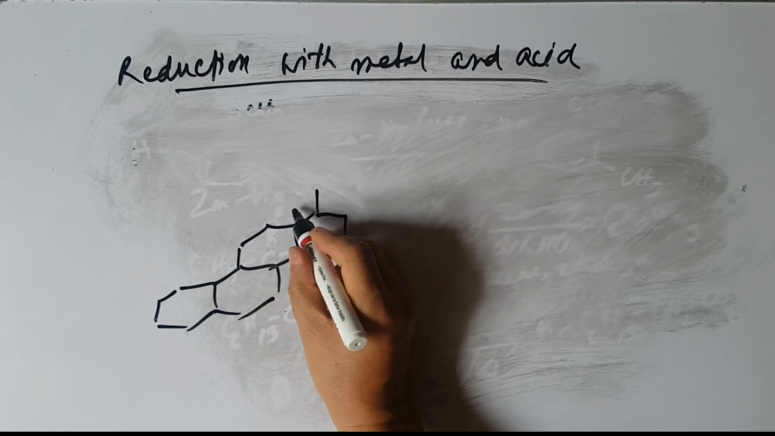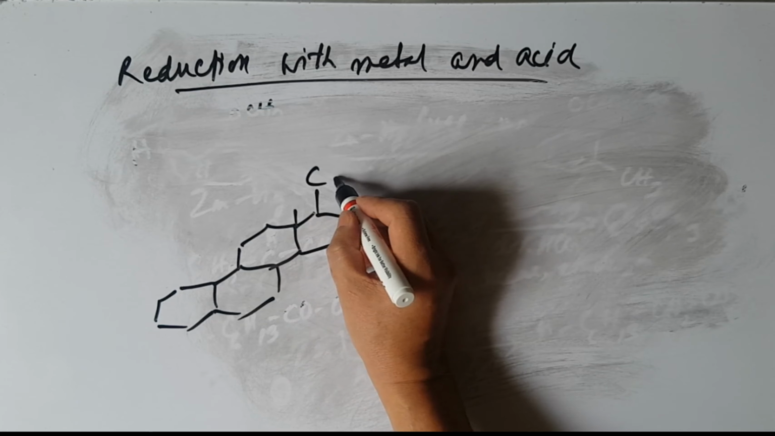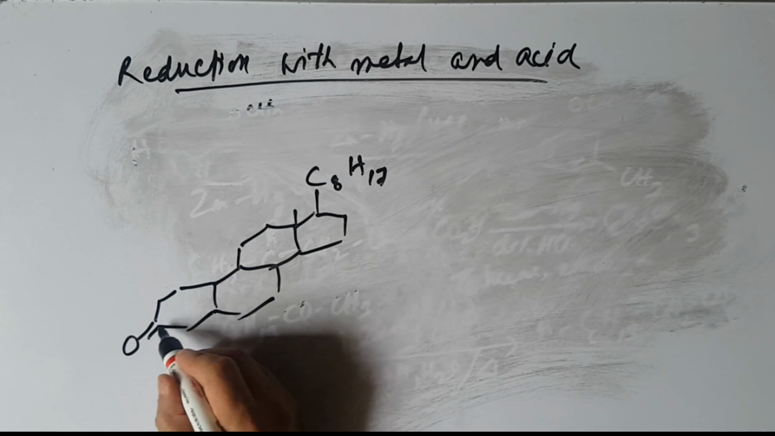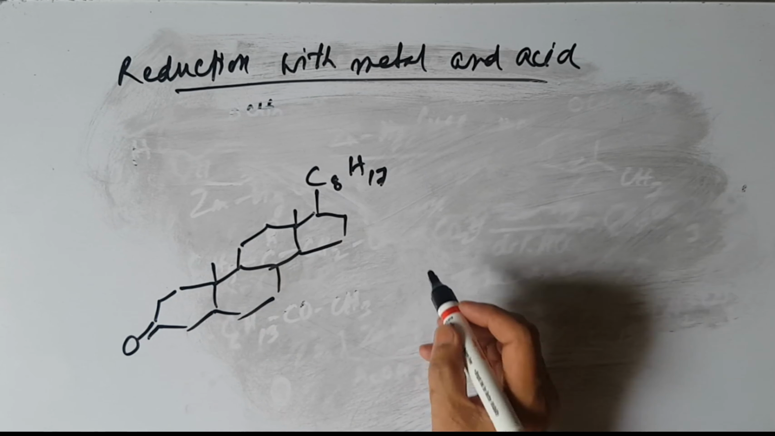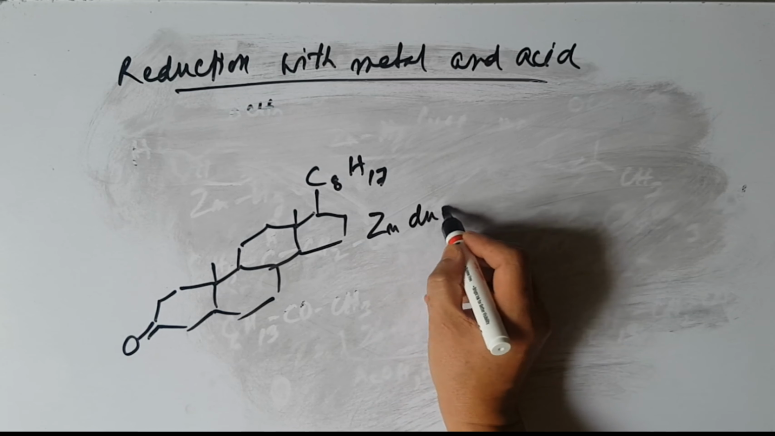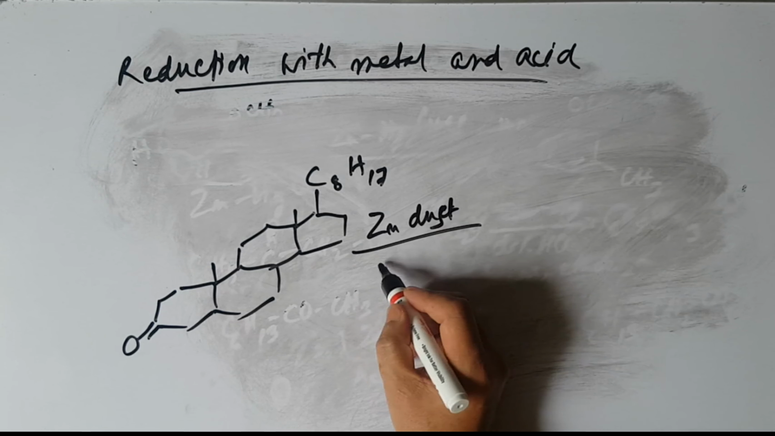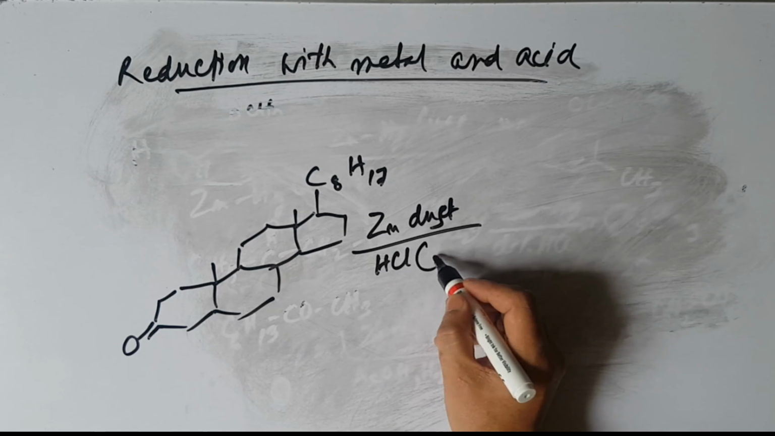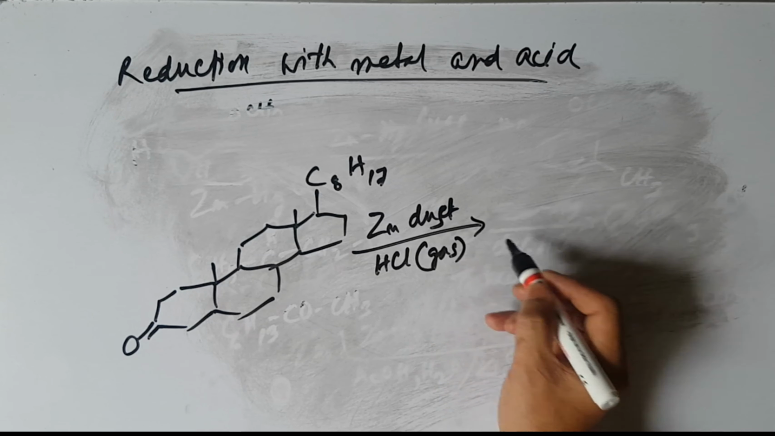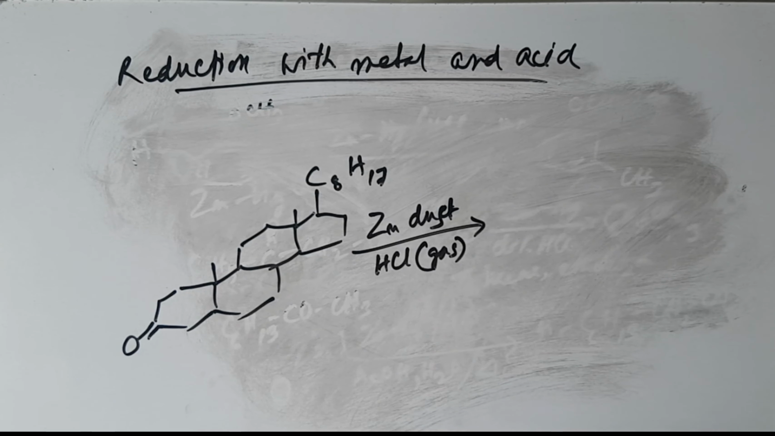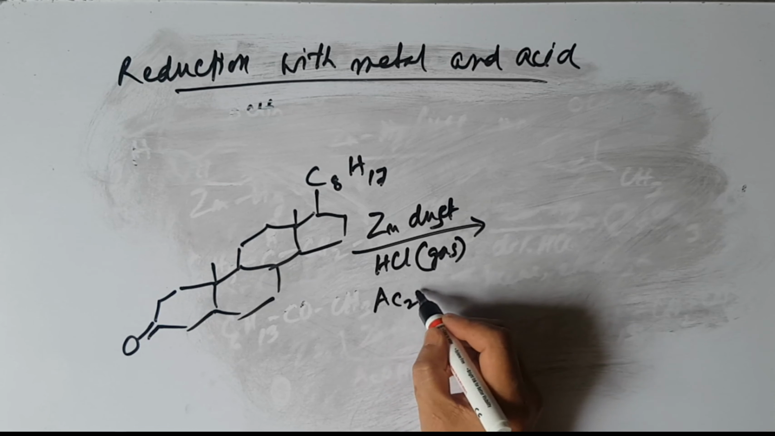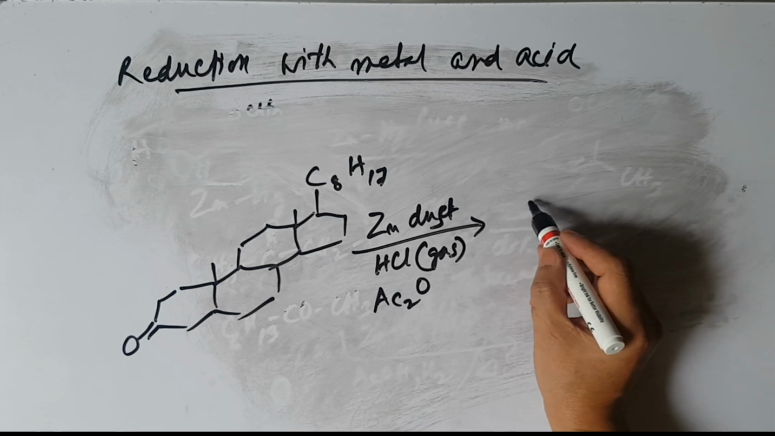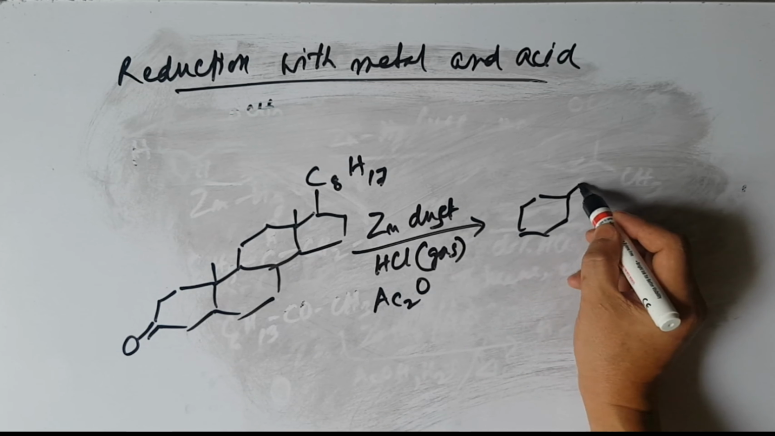This compound has a C8H17 chain and this carbonyl group here. Okay, this will be reduced. Here zinc dust is used, and HCl, hydrogen chloride in the form of gas. The gas is bubbled in acetic anhydride solvent. Here this carbonyl group is reduced, the others are intact. So the carbonyl group will be reduced.